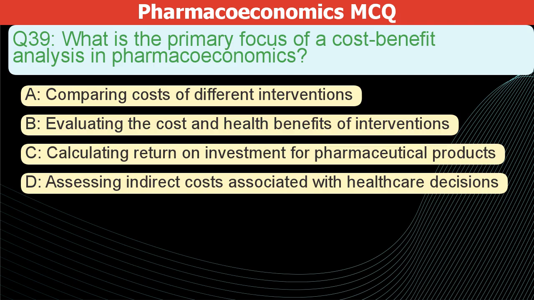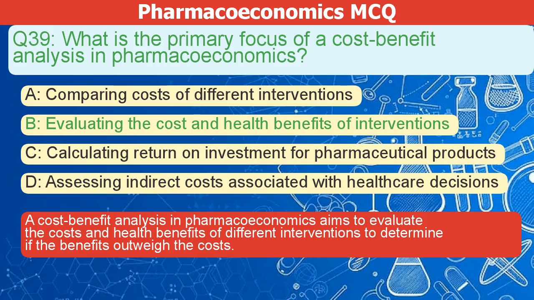What is the primary focus of a cost-benefit analysis in pharmacoeconomics? A. Comparing costs of different interventions. B. Evaluating the cost and health benefits of interventions. C. Calculating return on investment for pharmaceutical products. D. Assessing indirect costs associated with healthcare decisions. The correct answer is B. A cost-benefit analysis in pharmacoeconomics aims to evaluate the costs and health benefits of different interventions to determine if the benefits outweigh the costs.